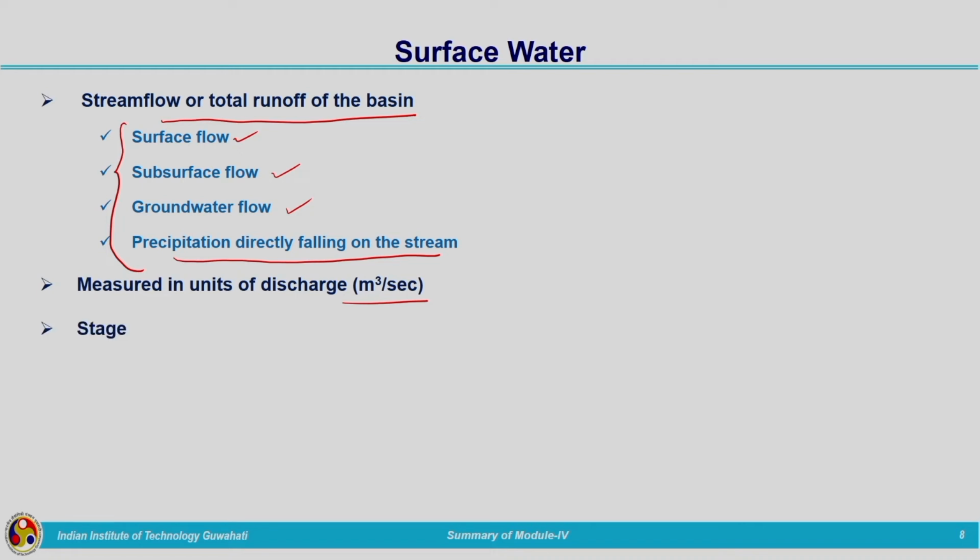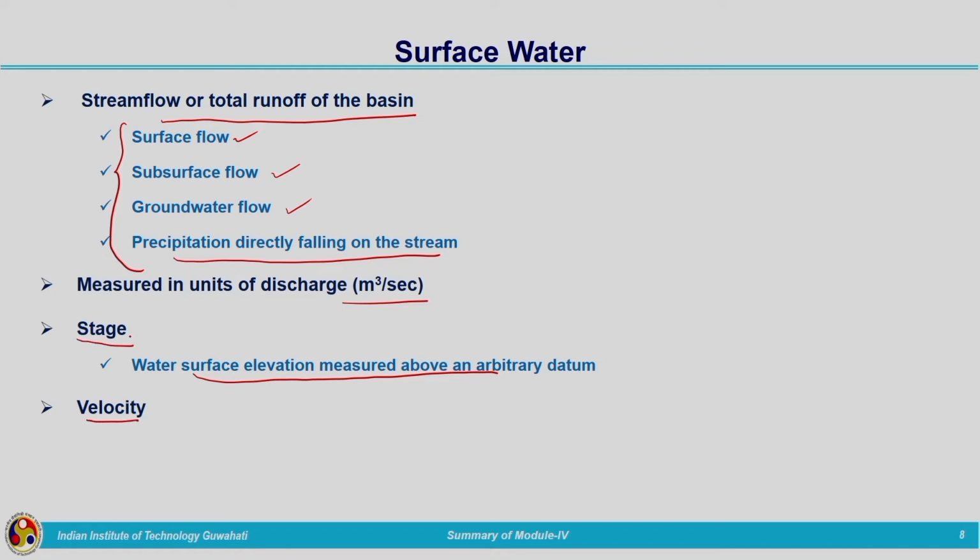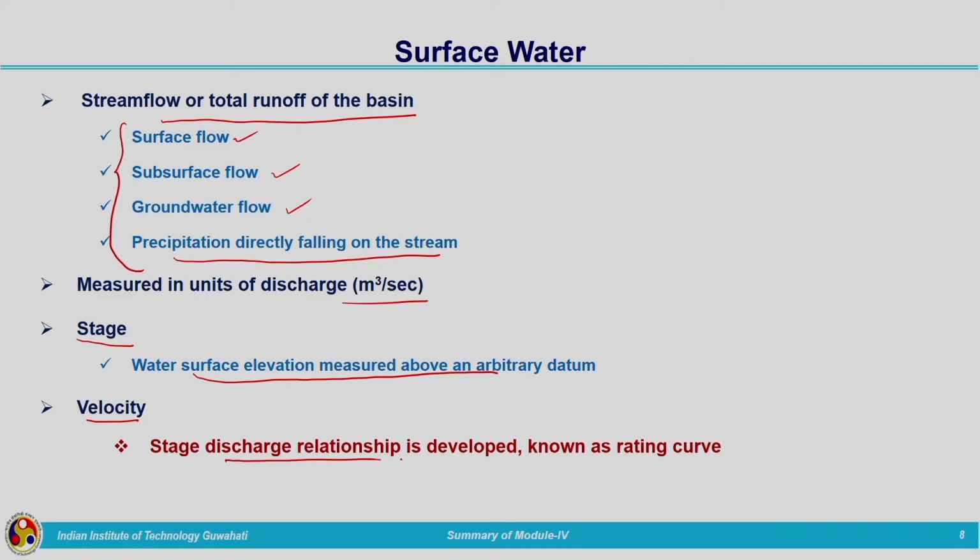So, that is termed as stage measurement. Stage represents the depth of water level with respect to an arbitrary datum. That is the water surface elevation measured above an arbitrary datum, and we will be measuring velocity along with stage to compute the stream flow. So, once we know the water level or the stage at a particular gauging station and also the velocity, we can calculate the stream flow. For different stages, different water levels, we will be plotting the curve with respect to discharge. So, a stage discharge relationship will be developed, that is the well known rating curve.